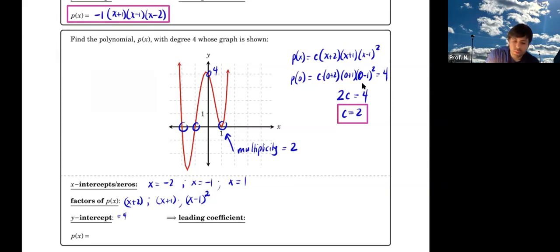Okay? And so what's the leading coefficient? The leading coefficient is 2. So then what's the result? It's 2 multiplied by x plus 2, multiplied by x minus 1, x minus 1 squared.